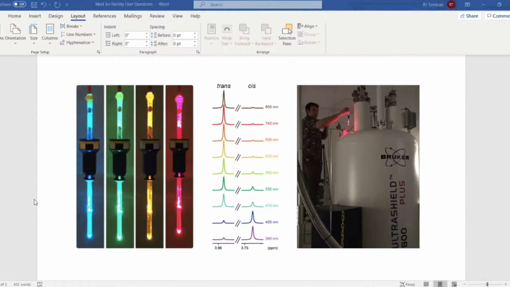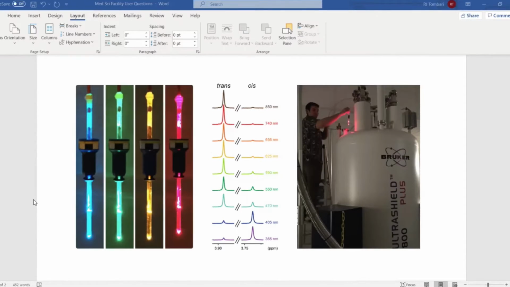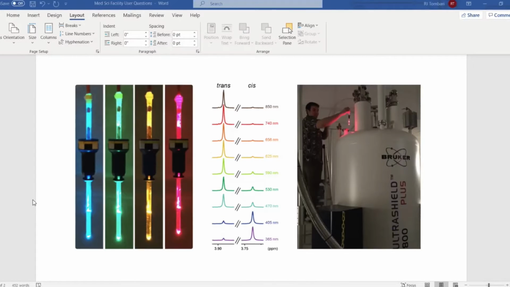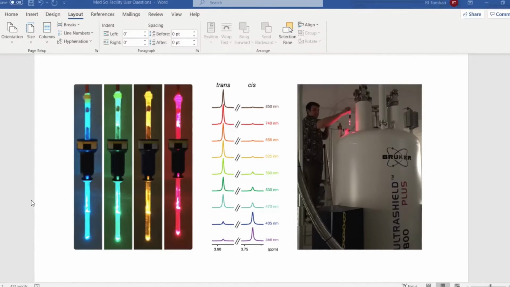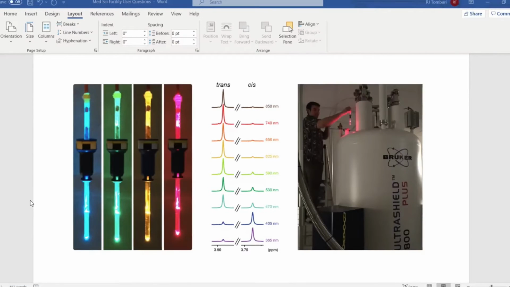And you can see here some NMR samples with a long fiber optic cable. And we feed that fiber optic cable into the sample and actually feed that whole cable directly into the 800 megahertz instrument at MedSci. And by switching between these different lights, you can see the proton peaks building in and phasing out depending if there is a cis or trans isomer present.